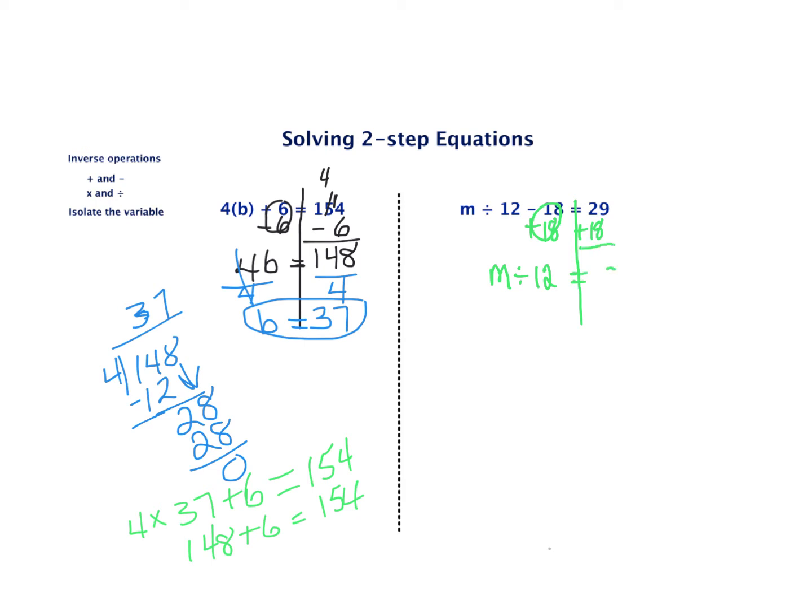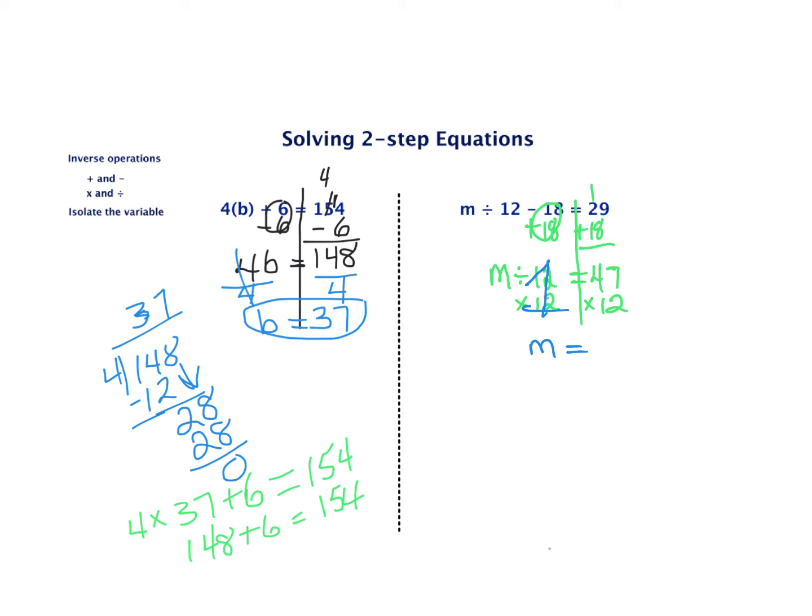9 plus 8 is 17. 1 plus 2 is 3, plus 1 is 4. So equals 47. Now I need to get rid of the divide by 12. So the inverse of division is multiplication, times 12. So literally this is saying 12 divided by 12, which is 1. And then I'm going to multiply 47 by 12. So 12 divided by 12 is 1. So literally I'm left with m equals 47 times 12.